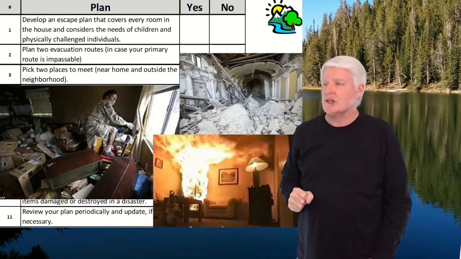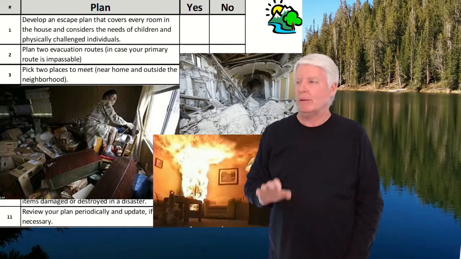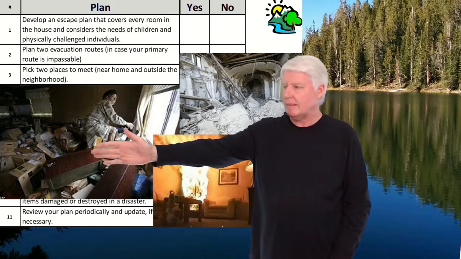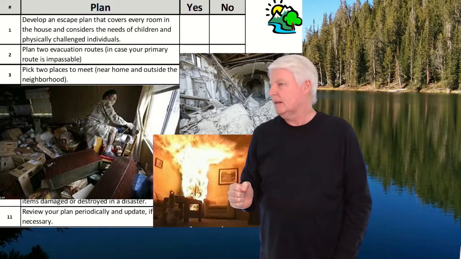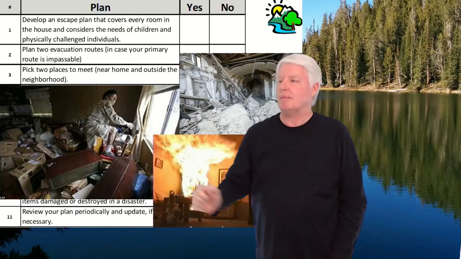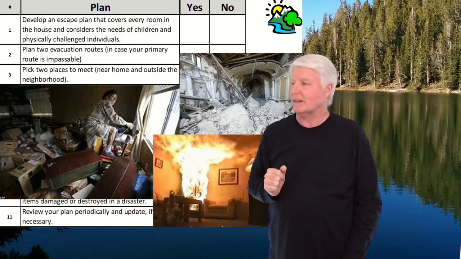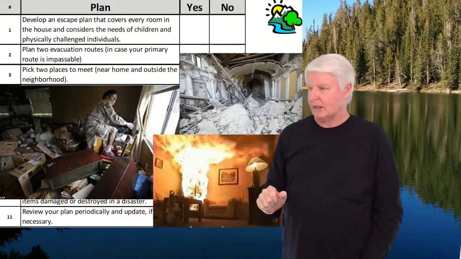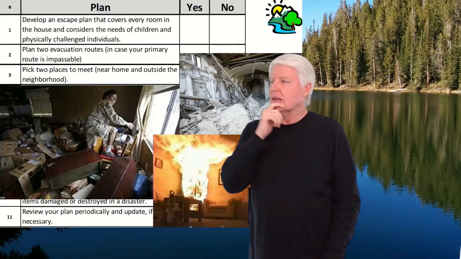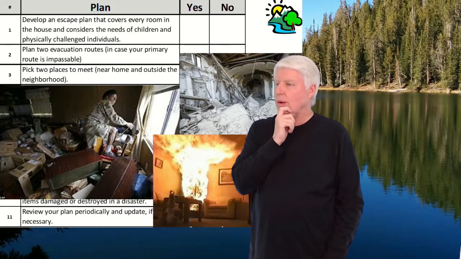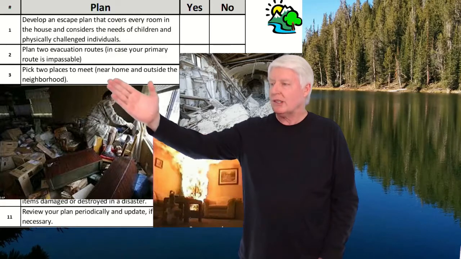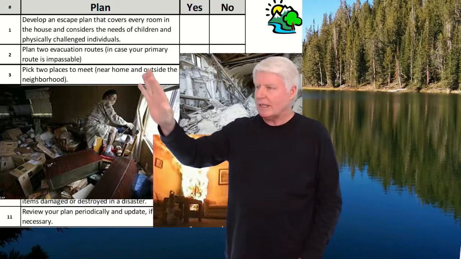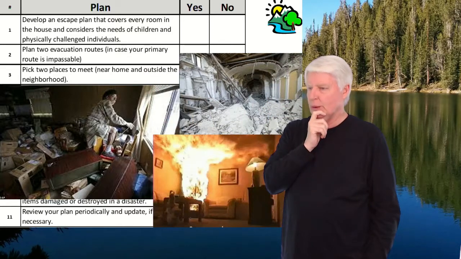Plan 2 evacuation routes in case your primary route is impassable. So here's a guy, I don't know, it looks like he may have had an earthquake, I don't know. Or he's just a messy housekeeper. That's probably what's happening. Maybe he has to get out the window. That's the only way he can get out. But no, really, this came from an earthquake picture. So there he is. He's going through his 2nd evacuation route there. Pick 2 places to meet, near home and outside the neighborhood. So notice we always have 2 options there. That's very important.